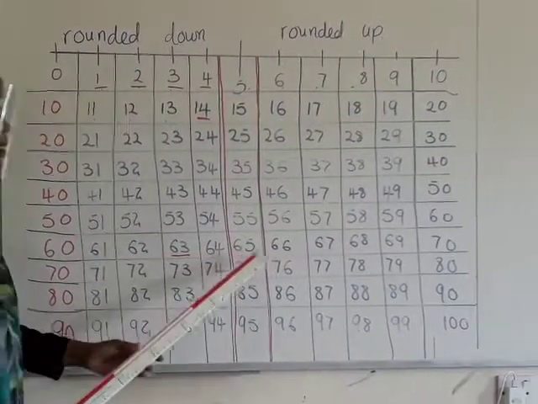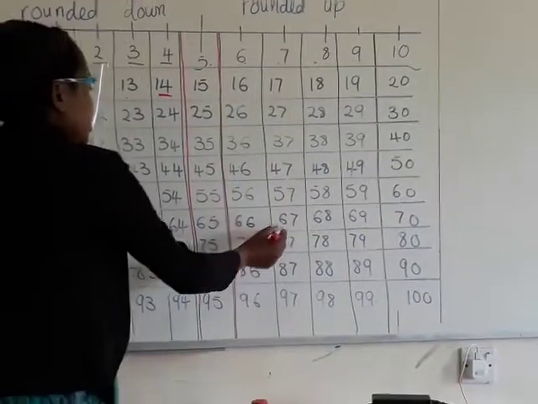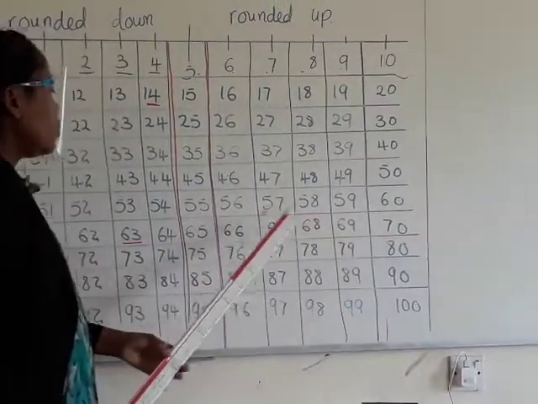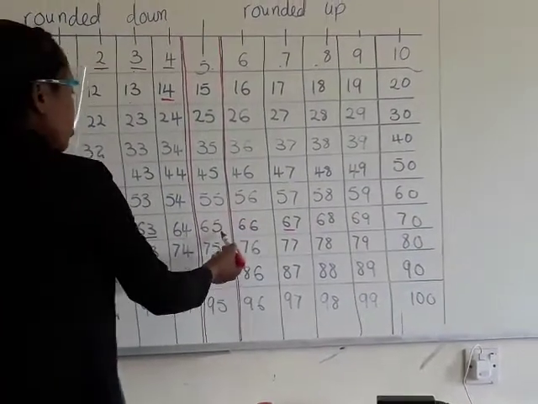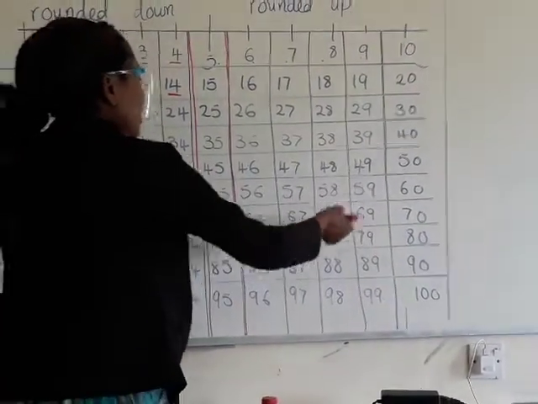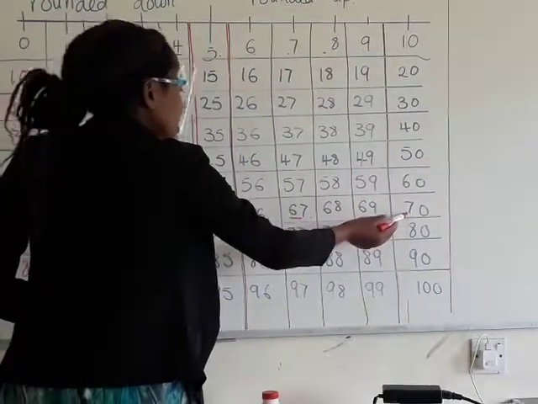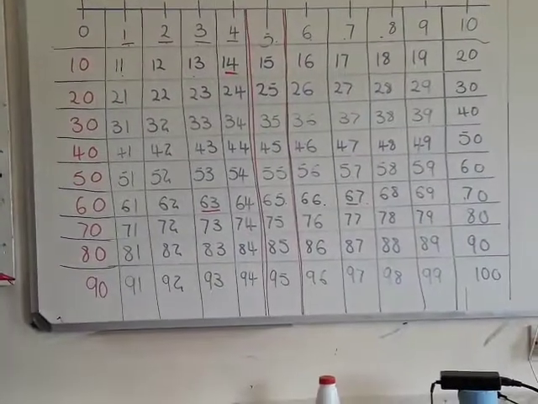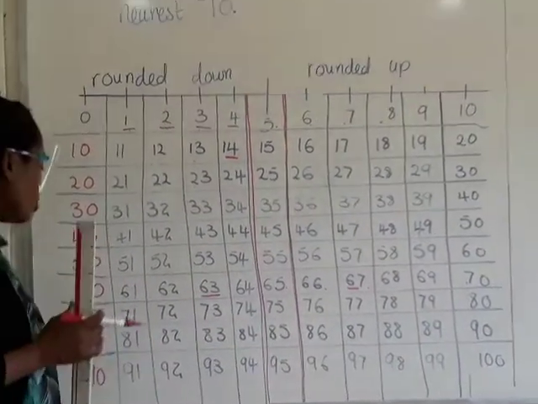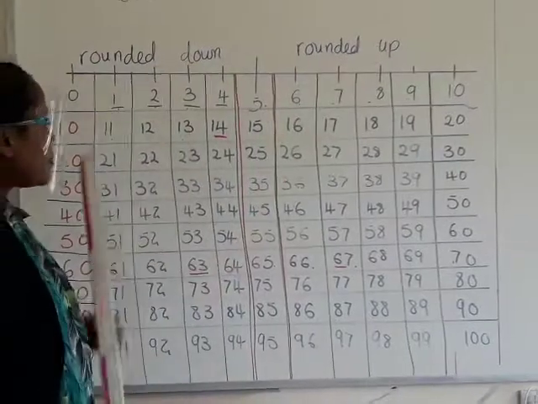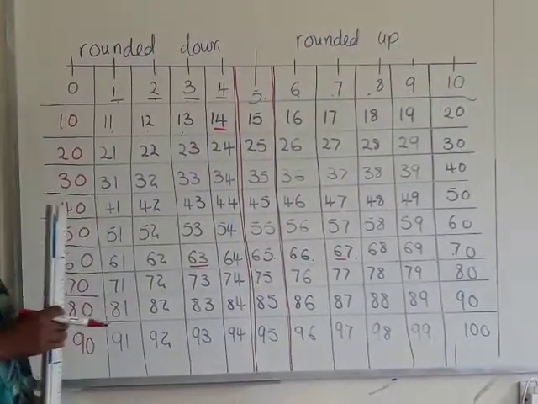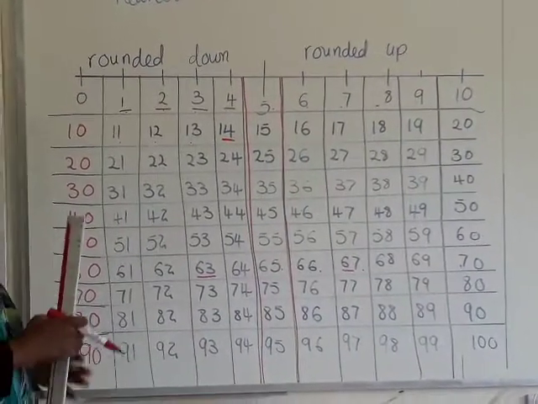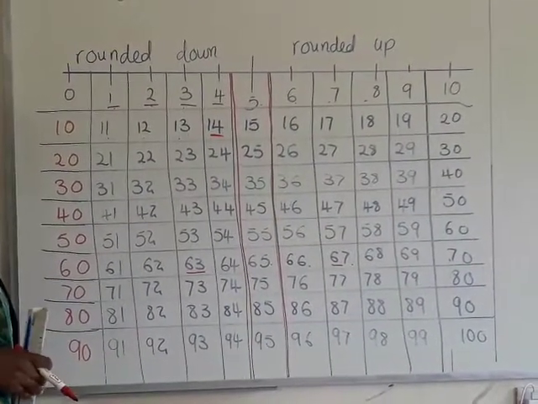Now let's come here, 67. 67 is rounded up to 70. Why? We are counting on, 65, 66, and the next number in tens is 70. That's how we work out rounding numbers to the nearest 10. So I want you to explore different numbers to help you understand which number is nearest to which 10. I hope it makes sense. Thank you.